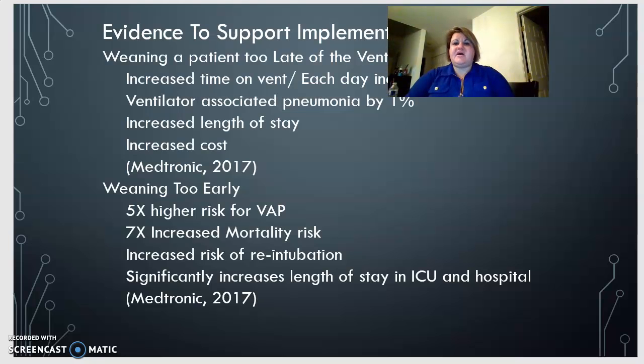Weaning too late for the patient on a ventilator increases the time on the vent, increases the chance for ventilator-associated pneumonia by 1%, which increases your hospital length of stay, and it increases your costs. Weaning too early, you have a 5 times higher risk for ventilator-associated pneumonia, a 7 times increased mortality risk, increased risk of intubation, and significantly increased length of stay in the ICU.